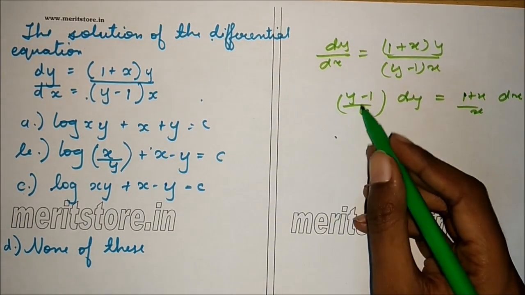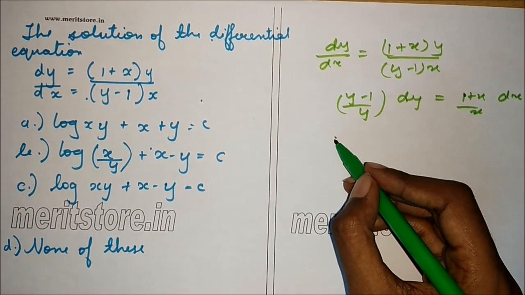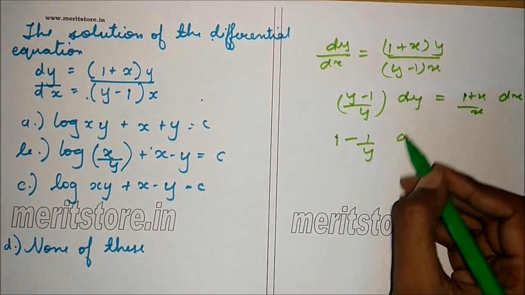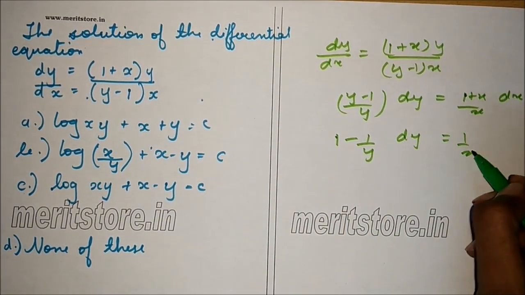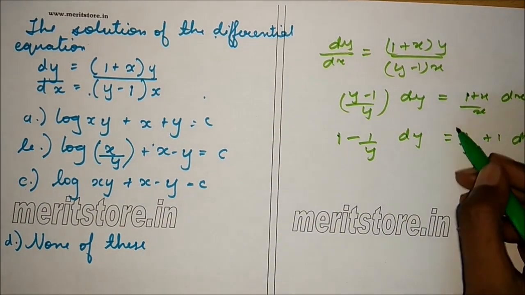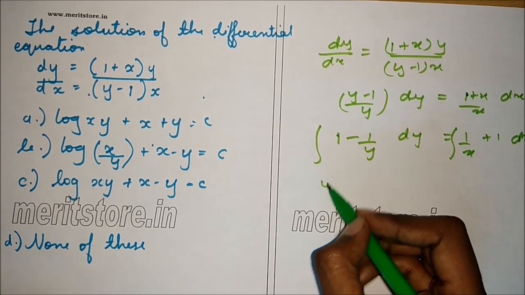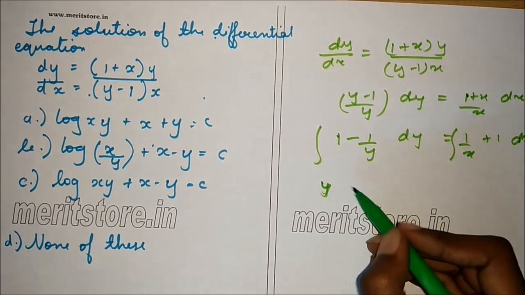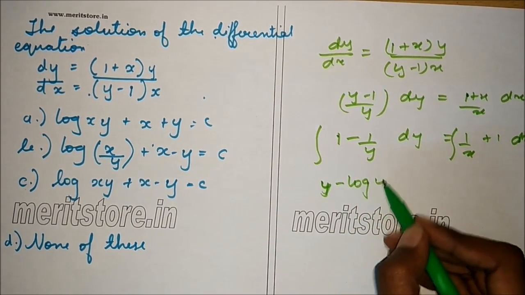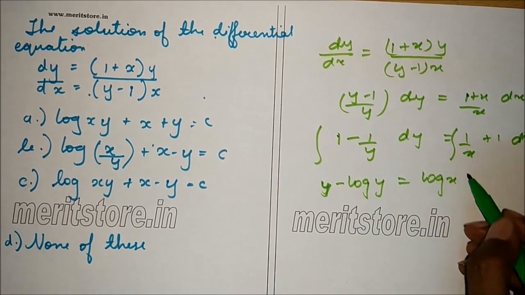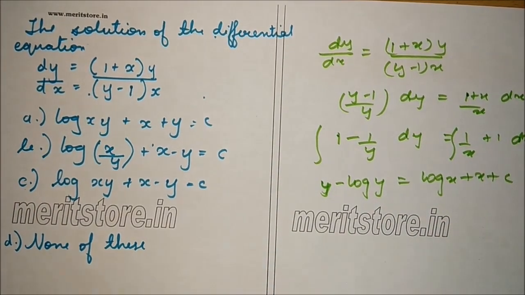This can be written by splitting: (1 - 1/y) dy = (1/x + 1) dx. Integrating both sides, the integration of 1 is y, and the integration of 1/y is log y. So y - log y = log x + c.